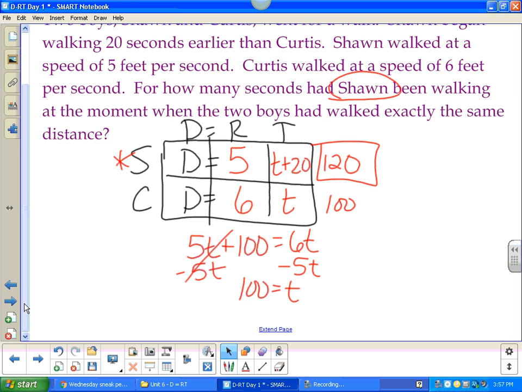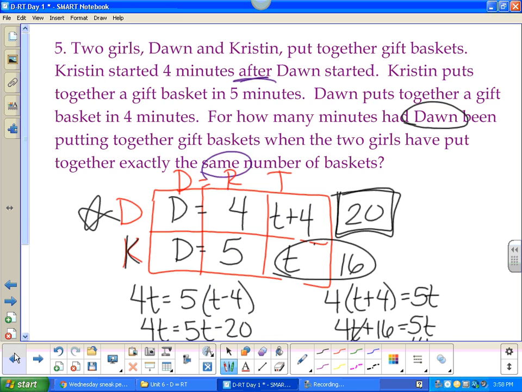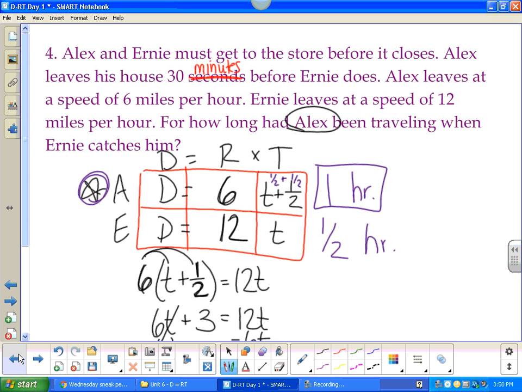So really, the two tricks here are when you're given time, like the bus and the car problem with the 10:30 and the noon, to come up with the 1.5. But then also to make sure you know that it was not a good idea to put it here, that it is a good idea to put it here because I know I'm going to have to distribute this. And 1.5 times 50 is much nicer than 1.5 times 35. The only other thing you have to really watch out for is when it gives you 30 minutes, but your speed is in terms of miles per hour. You need to make sure you change your minutes into hours.